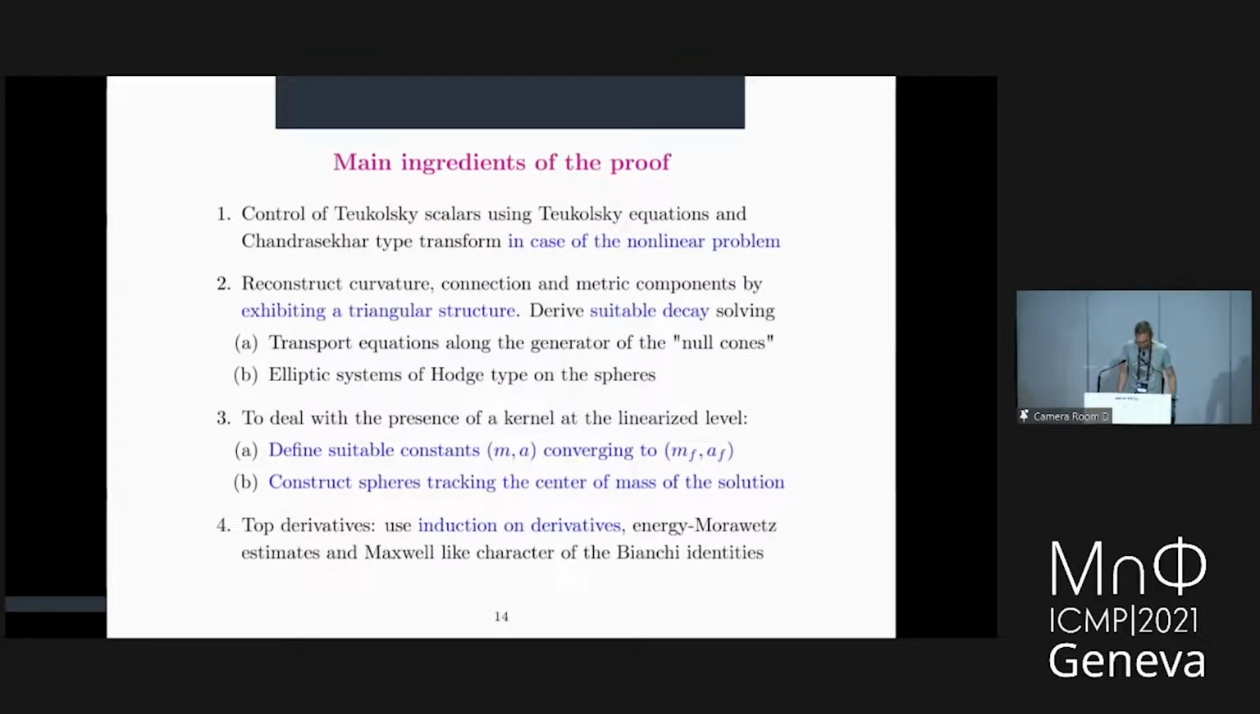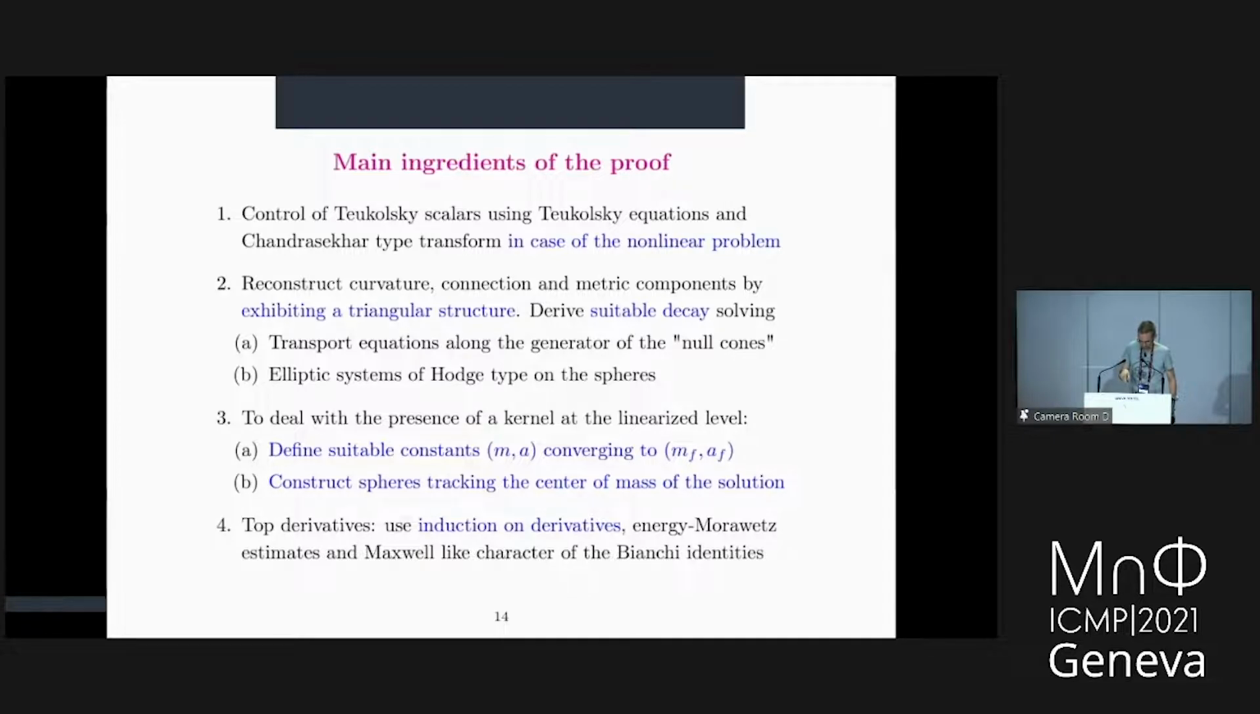OK, sorry. So now let me mention some of the main ingredients of the proof. I mean, some of the steps we have to do to get a little bit of a sense of the structure of the proof. So here I'm going to follow the path that was suggested by the linearized theory, at least in the way I presented it.